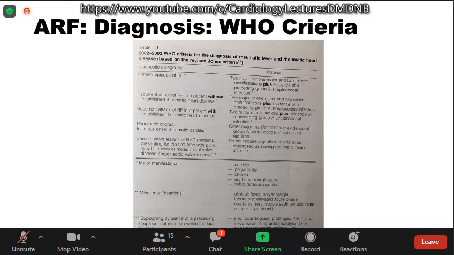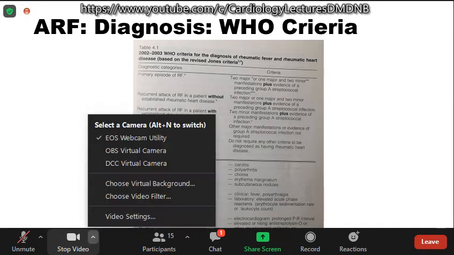Laboratory evidence of elevated acute phase reactants like erythrocyte sedimentation rate as well as leukocyte count. An electrocardiogram showing prolonged PR interval in the absence of carditis as a major criterion. Supporting evidence of preceding streptococcal infection within the last 45 days includes elevated or rising anti-streptolysin O or other streptococcal antibodies, or a positive throat culture, or rapid antigen test for group A streptococcal infection, or a recent scarlet fever.